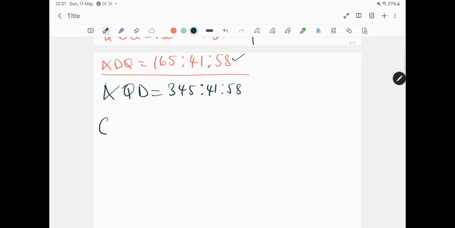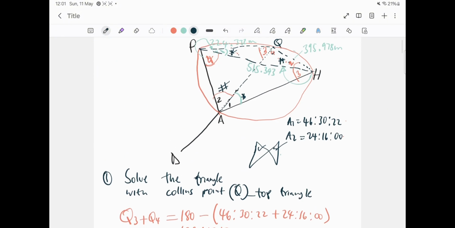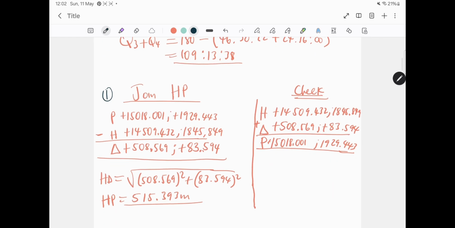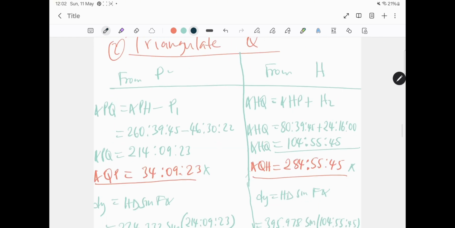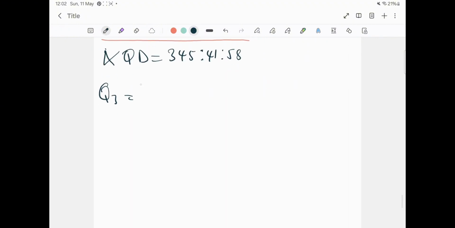Q3. So Q3 will be equal to, so we are moving from the left to the right, from this side going that side. So it's gonna be QP minus QD, not QD minus QP. So Q3 is in between QP and QD, so it's gonna be QP minus QD. So it's gonna be bearing QP. Q3 is gonna be equal to bearing QP minus bearing QD.